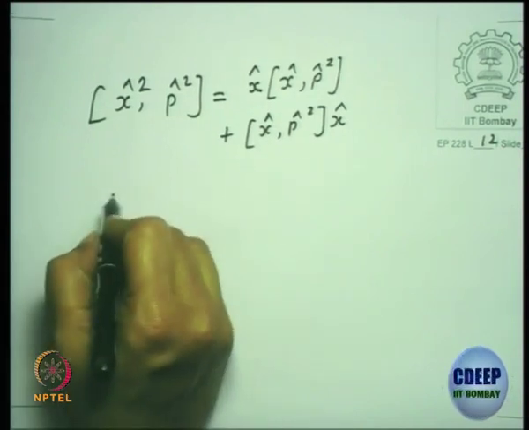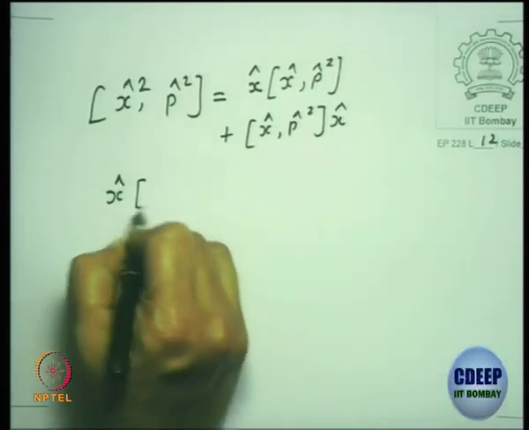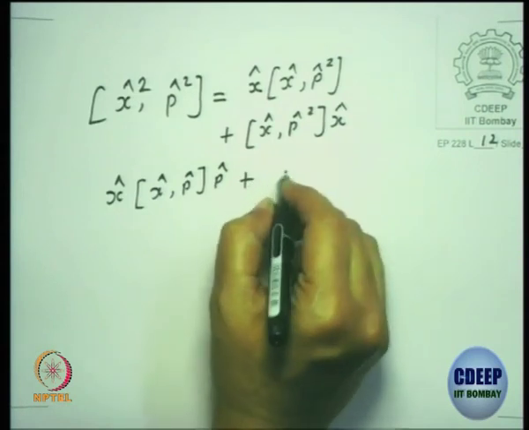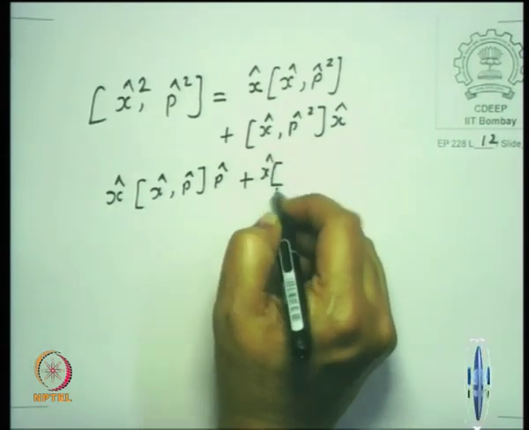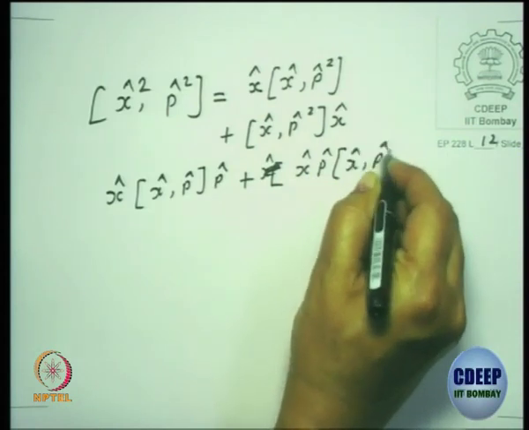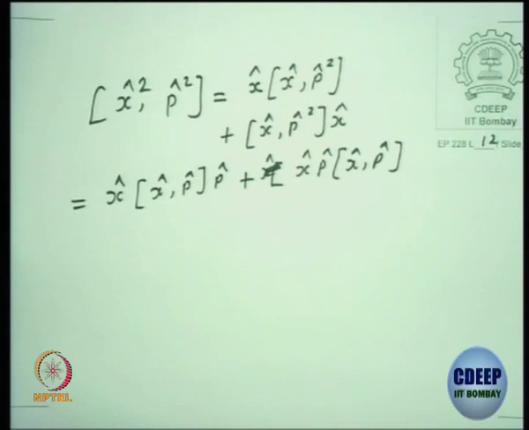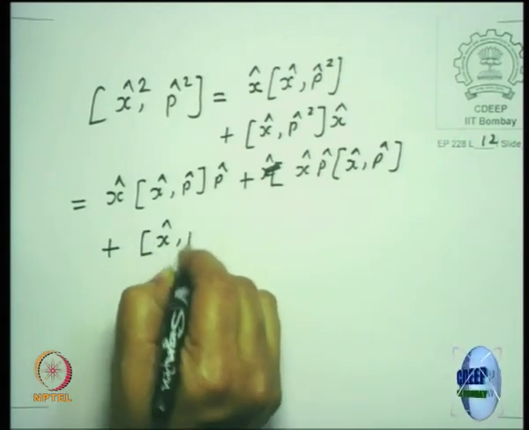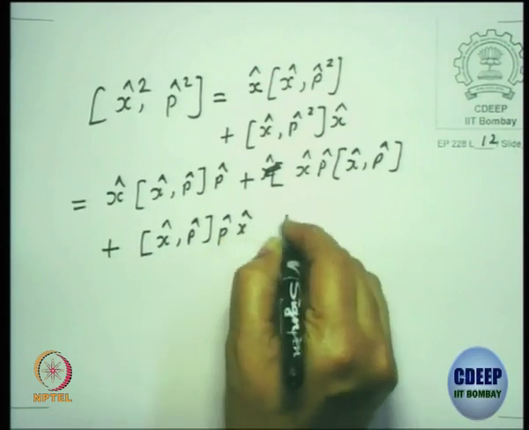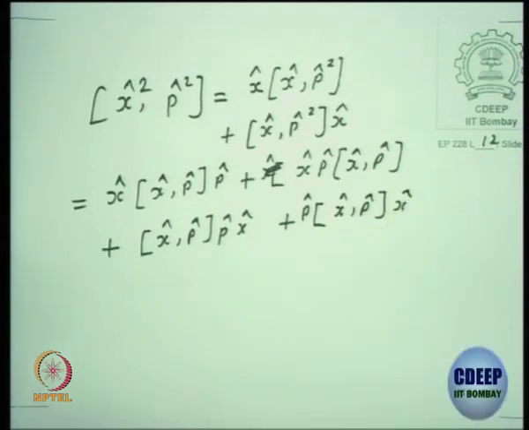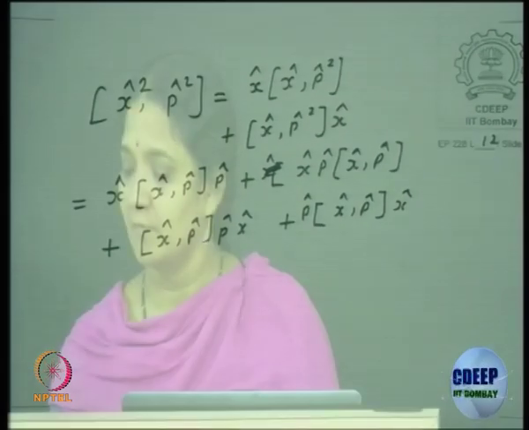And then what do we do? So that is x hat with x hat p hat with p hat plus x hat p hat with x hat p hat. Okay, that's the first term. The second term will be x with p hat with p hat x hat plus p hat x hat p hat x hat. And now you use xp to be ih cross, right? I'm doing it in one dimension. What is the simplification finally?